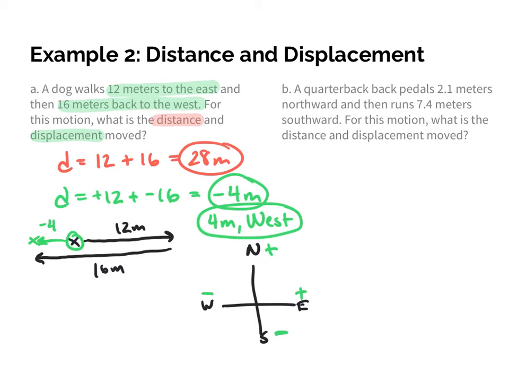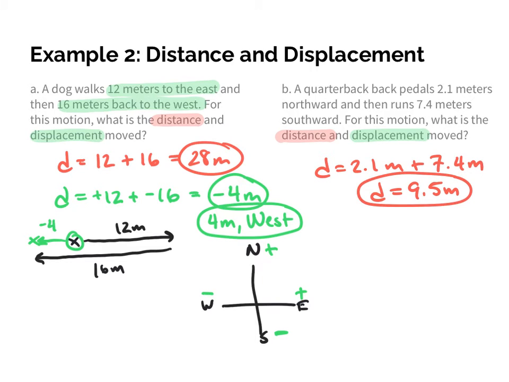All right, next example, quarterback back pedals 2.1 meters north and then runs 7.4 meters south. I want to know again what's the distance and displacement. Again, I'll show this in red versus green. So distance I will do in red, displacement I will do in green. So distance, I'm just going to simply add the numbers together. So I'm going to look at the 2.1 meters, add to it the 7.4 meters. That's going to give me a total distance of 9.5 meters. Okay, just add them together.